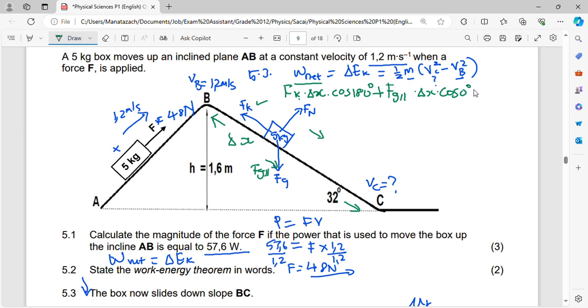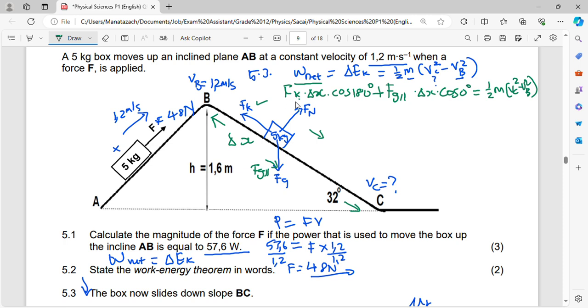So I think that's it for now on the left hand side. Remember, on the right hand side you've got half mass times Vc squared minus Vb squared. Okay, from here let me just start substituting.